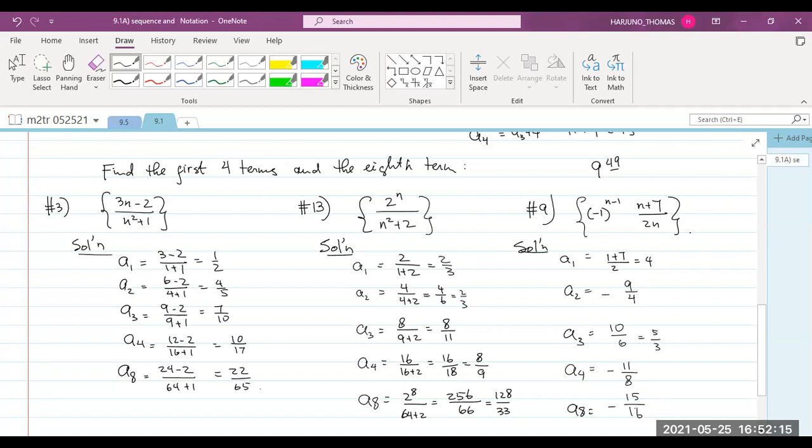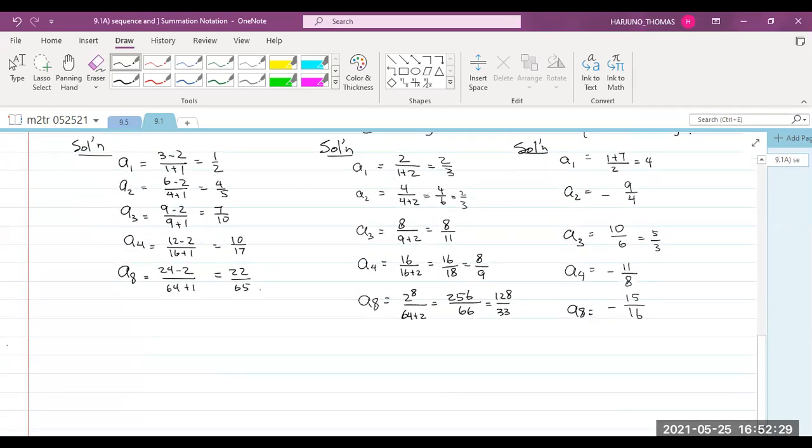I hope so. It's just plugging in numbers. It's just, suppose I give you a function, find out what is f1, f2, f3, f4, f8, right? Okay, I hope you don't find it to be hard. Now, next, what happens if we have recursive?